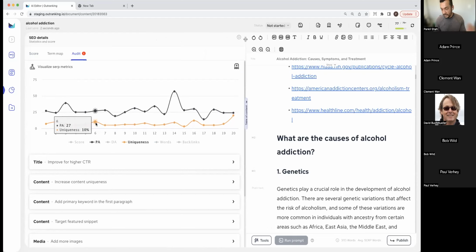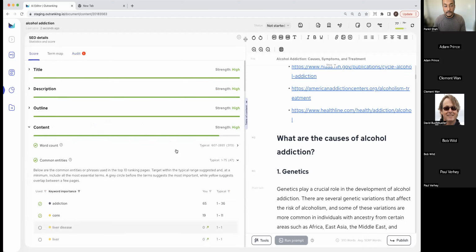Obviously, I still want to cover everything that every other guy has covered in those ranking pages, but I want to go a little beyond that, right? And that's the whole fundamental behind optimizing it for uniqueness.